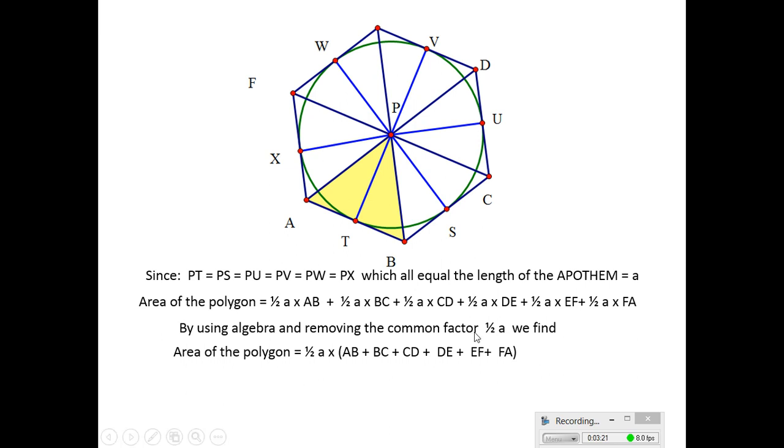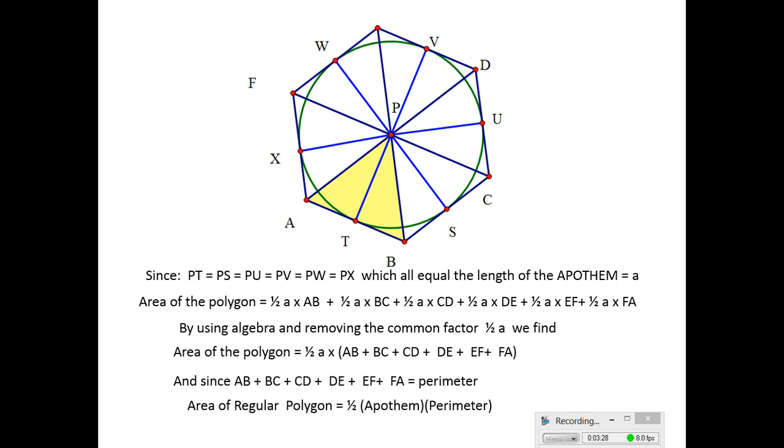We saw that the sum of these segments, AB, BC, CD, and so on, was the perimeter. So therefore, we had a formula that worked for us for regular polygons: half the apothem times the perimeter. And since all sides were 6, and there were 8 of them, the perimeter is 48, and the apothem is 4√3, so the area is 96√3.